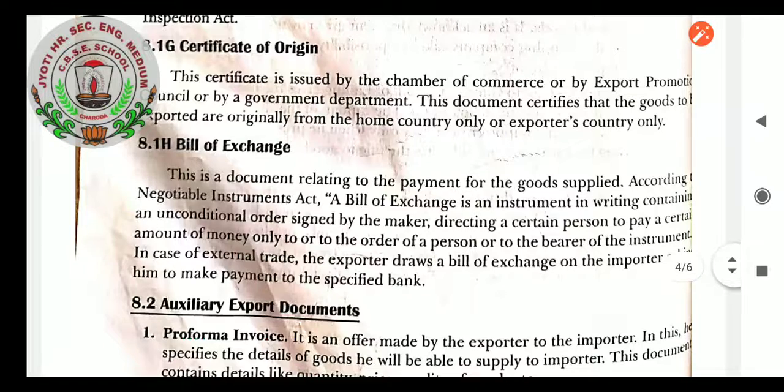Bill of exchange. This is a document relating to the payment for the goods supplied. According to the Negotiable Instruments Act, a bill of exchange is an instrument in writing containing an unconditional order signed by the maker, directing a certain person to pay a certain amount of money only to, or to the order of, a person or to the bearer of the instrument. In case of external trade, the exporter draws a bill of exchange on the importer, asking him to make payment to the specified bank.